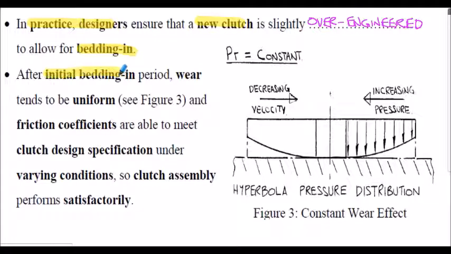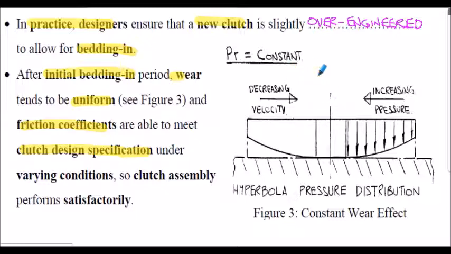After the initial bedding in process, the wear then tends to be uniform across the surface, and the friction coefficient is able to meet the clutch design specification. So, as I said, they're over-engineered when you first design a clutch, but hopefully when they bed in, you've got the design right, so they then account for the conditions you need and they perform satisfactorily.